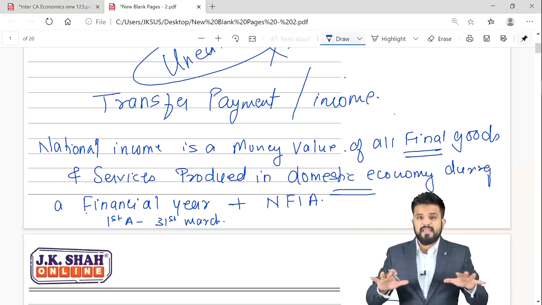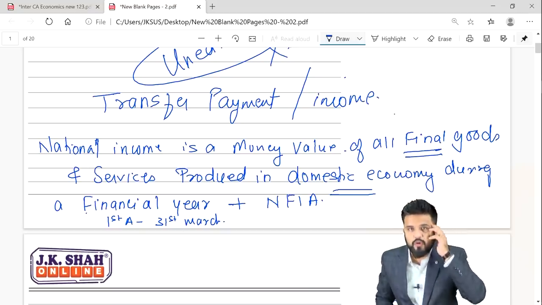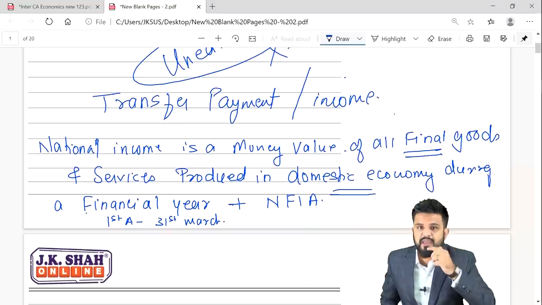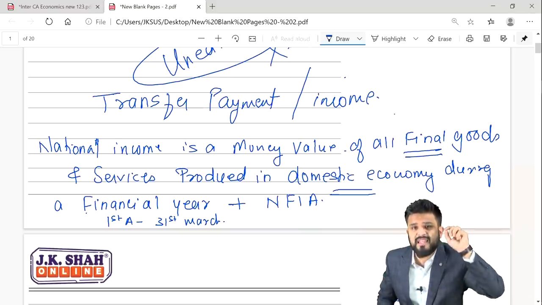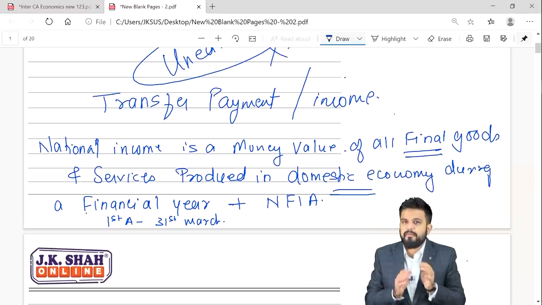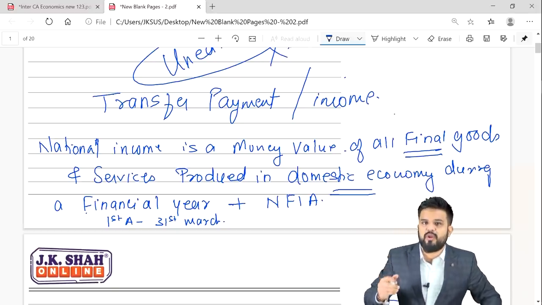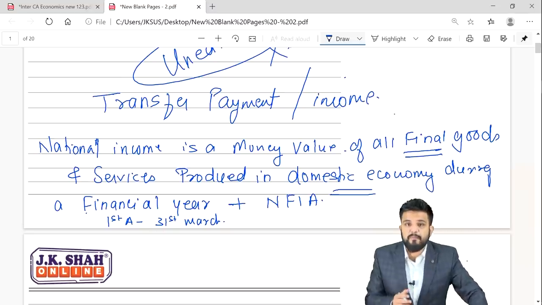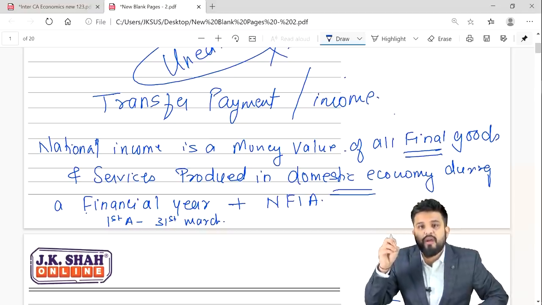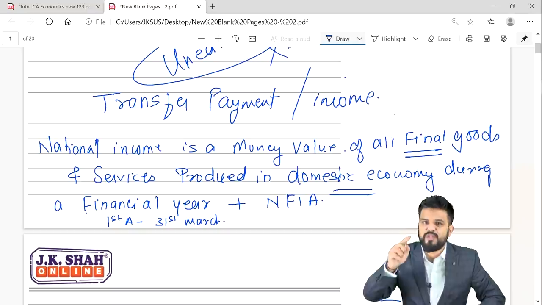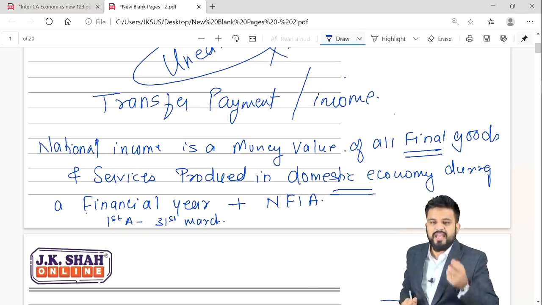So this was a very basic understanding, or I would say definition, of national income. Now one thought will come to your mind: sir, then what is GDP? You are explaining national income, then what is GDP? So GDP and national income are both the same, but not exactly the same. GDP is a bit narrow concept, national income is a broader concept. GDP includes depreciation. While calculating national income, you have to minus depreciation from GDP. So national income is basically net, GDP is gross.